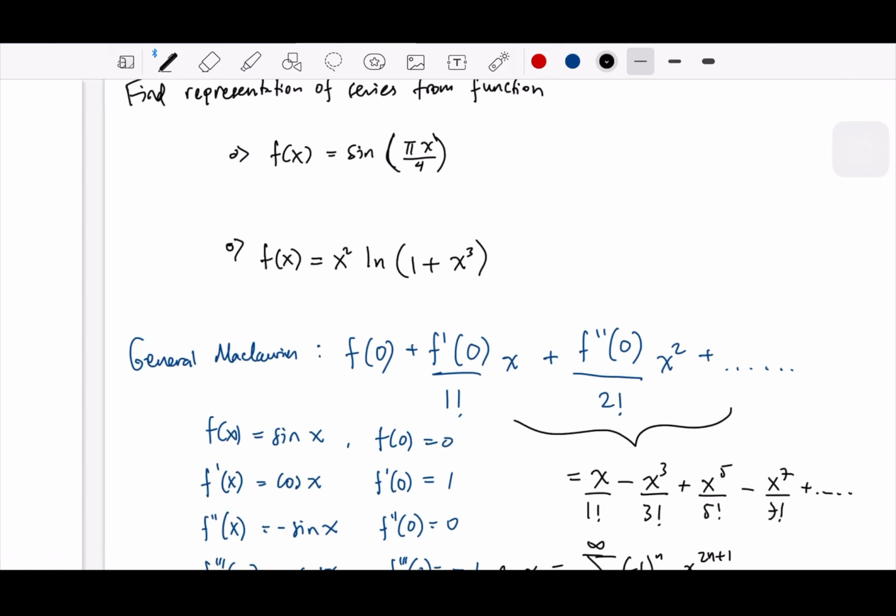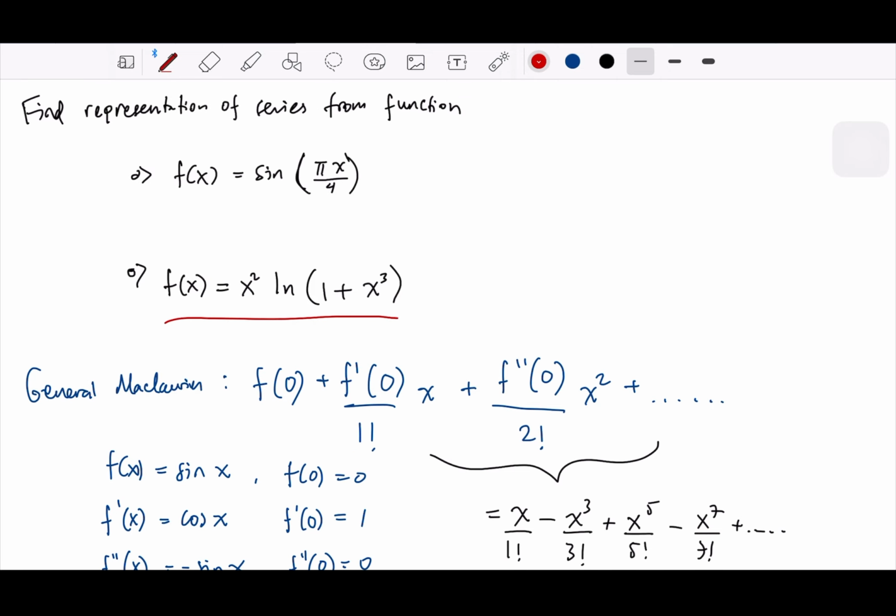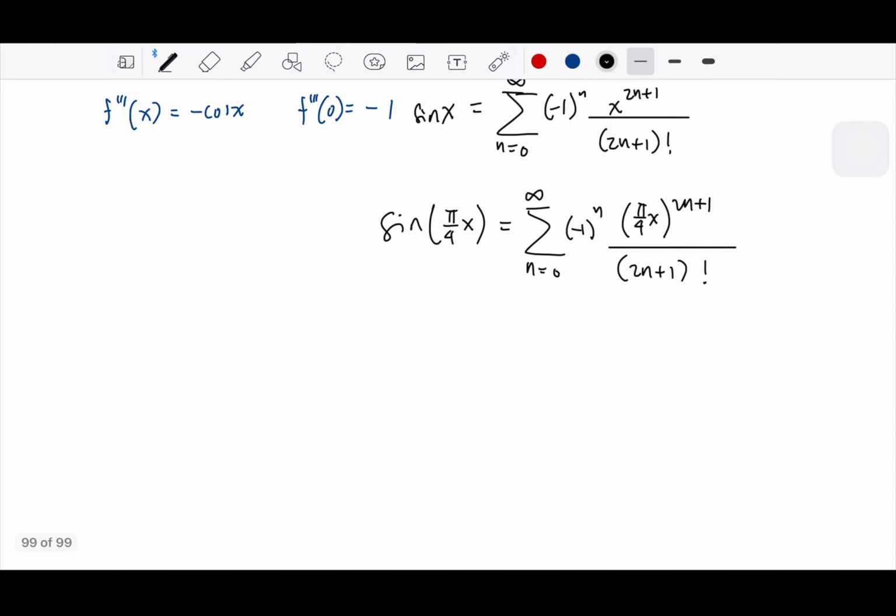Okay, now the next question is the second one here. The f of x is x squared ln of 1 plus x cubed. Now first we can start from the ln of 1 plus x.